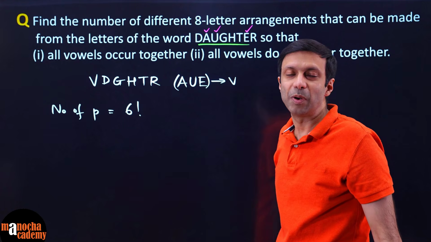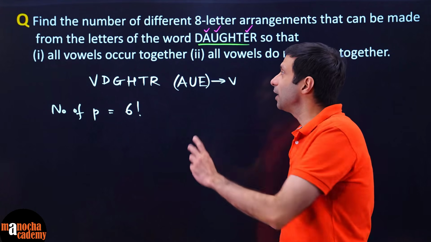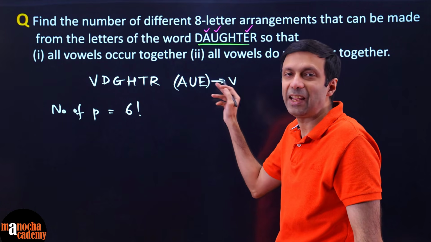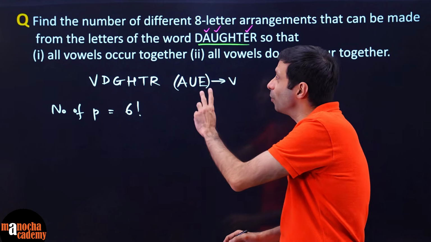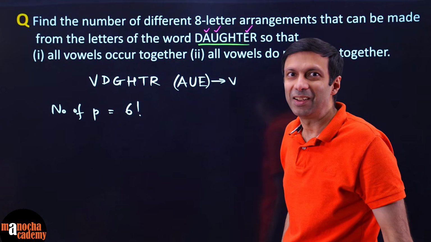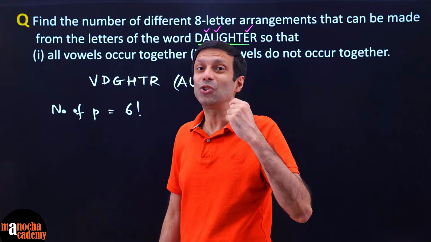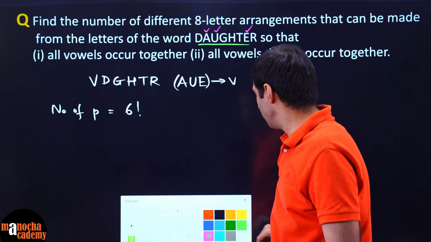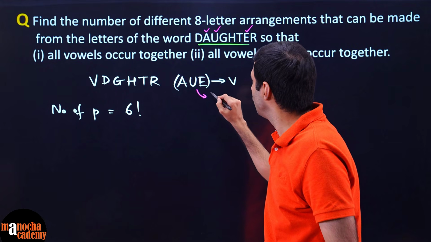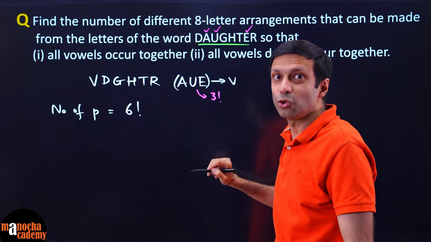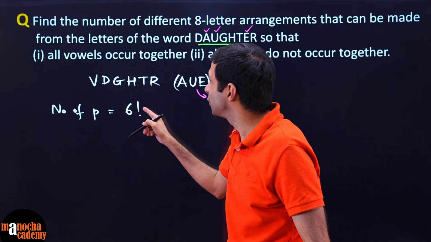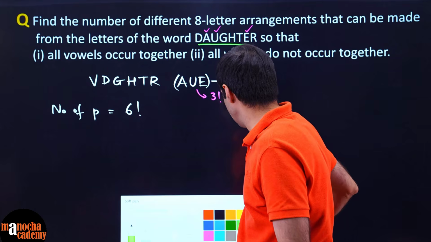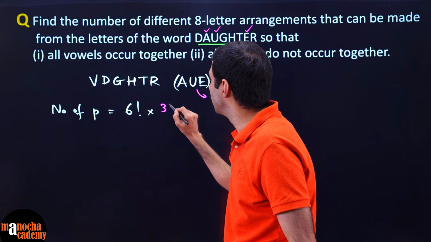6 factorial permutations are possible. But these vowels also could be arranged in any order, A, U, E, A, E, U and so on. So how many permutations of the vowels are possible? There are 3 vowels. So 3 factorial permutations, right? So these vowels can be permuted in 3 factorial ways. So the total number of permutations is going to be 6 factorial multiplied by this 3 factorial.